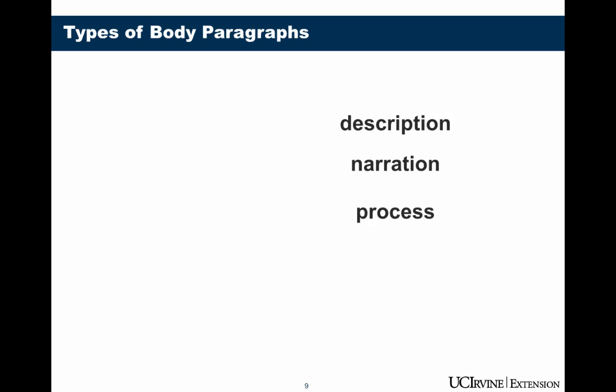Narration and process both use time order. In a narration, you're telling a story about something, and so you tell about the first thing, and then the second thing, and the third thing. It uses time order. Process also does that because you're telling how something happens or how it's done. And so you would tell the first step, the second step, the third step. That's a process. So those 3 types are a little bit different.